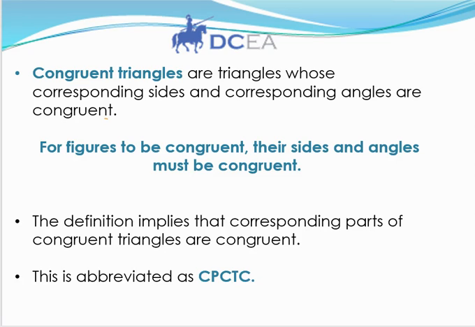Congruent triangles are triangles whose corresponding sides and corresponding angles are congruent. For figures to be congruent, their sides and angles must be congruent. The definition implies that corresponding parts of congruent triangles are congruent. This is abbreviated as CPCTC. We will use this from now on in geometry to describe when we're using parts and making correspondence to prove equality and so forth. So CPCTC, get that in your notes. It's corresponding parts of congruent triangles are congruent.